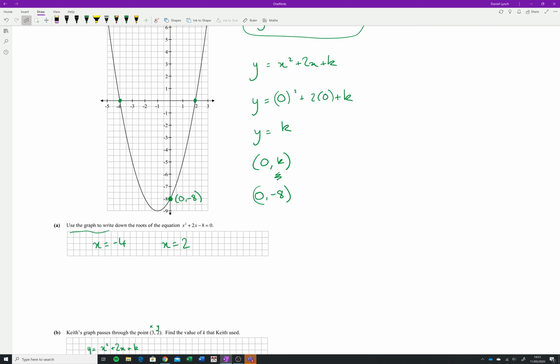Maybe think of it like this. Okay, just think of it like this. If you were given the correct answer, remember, for this one we had x equals -4 and x equals 2.